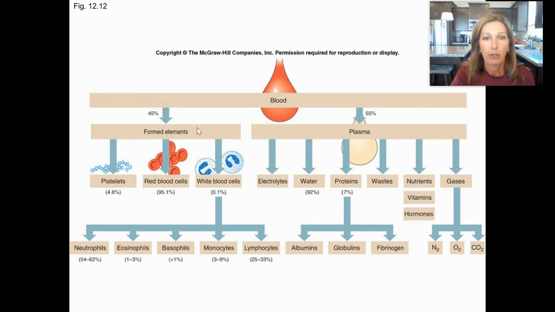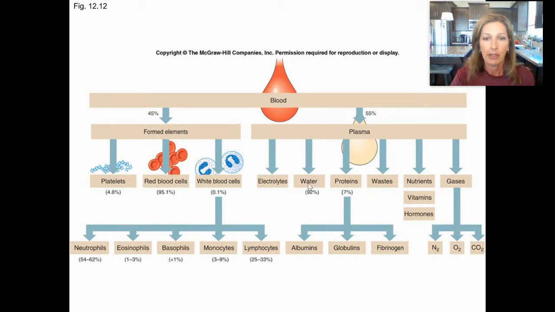Now, these again are your cellular components of your blood. Now, in your blood, about 55% is then considered plasma. This kind of looks like a yellowy solution if you've ever seen plasma. Now, what that mostly is, is water. About 92% of your plasma is water.